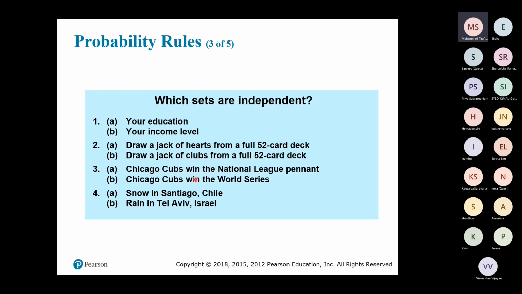Okay, so let's go to the third set. What do you think about this one? Dependent. Okay, give your reason. Because they have to win the National League pennant to go to the World Series. Yes, correct. So this one is dependent.